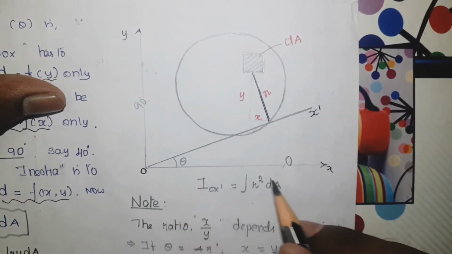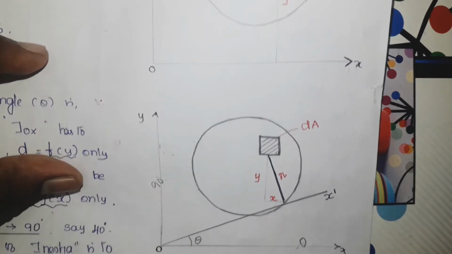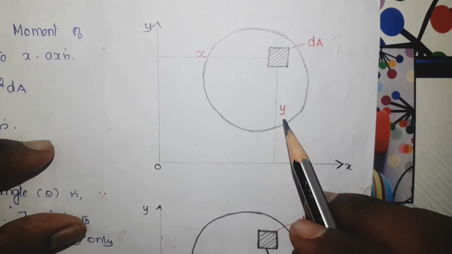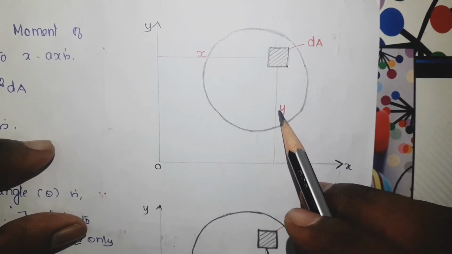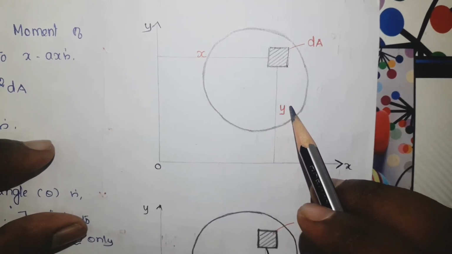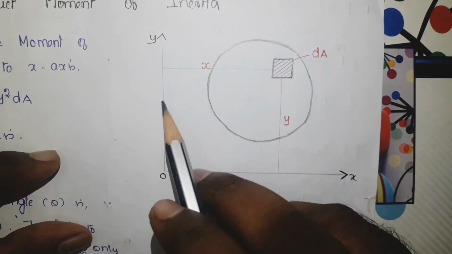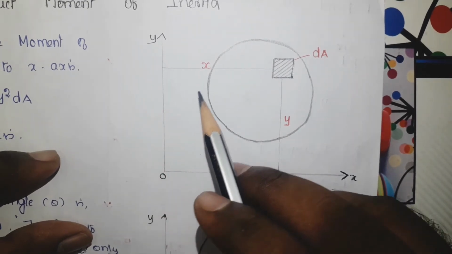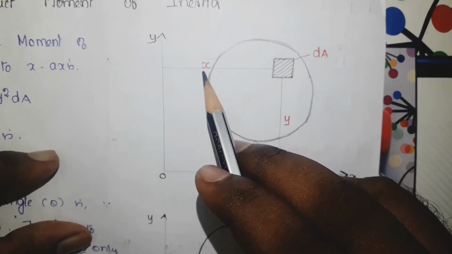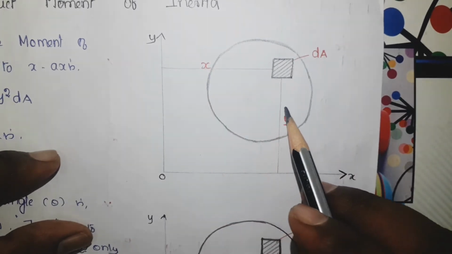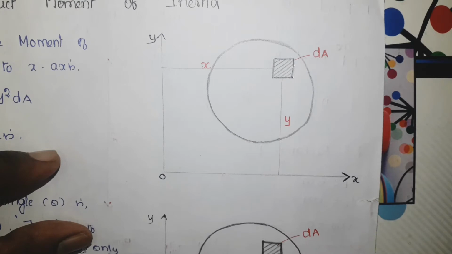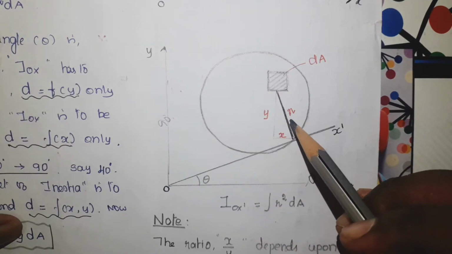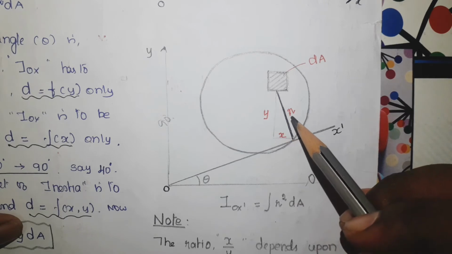If the angle is 0 degree, then we have to find the moment of inertia with respect to the x axis, and this is the perpendicular distance, which is a function of y only. There is no contribution from x. Similarly, if the angle is 90 degree, then we have to find the moment of inertia with respect to the y axis, then there is contribution of only x. There is no contribution from y. But in this case, this is the perpendicular distance r.